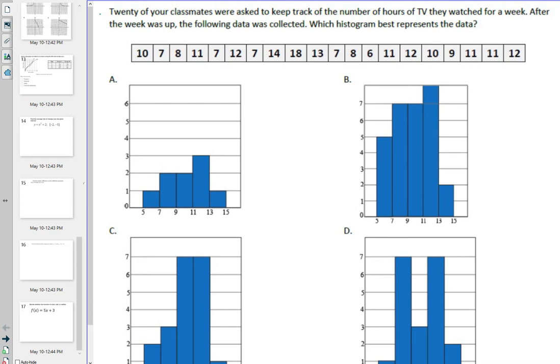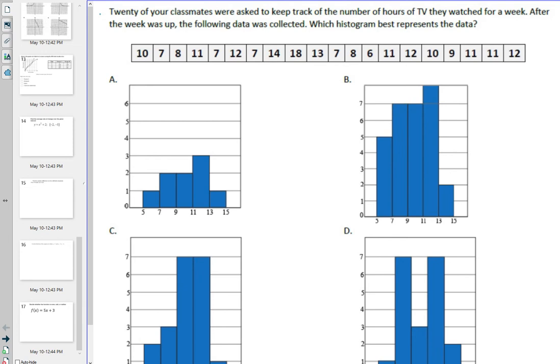This exact problem was on a practice test back when we did statistics. This is a histogram, and they want us to just see which histogram represents these scores. So the first interval, the first bar in the bar graph, is from 5 to 6. The second one is from 7 to 8. Then 9 and 10. Then 11 and 12. Then 13 and 14.